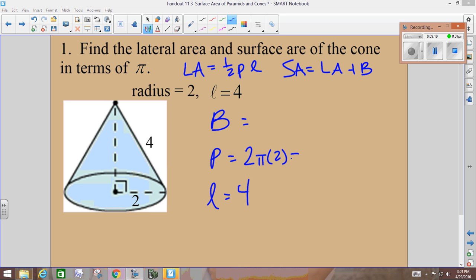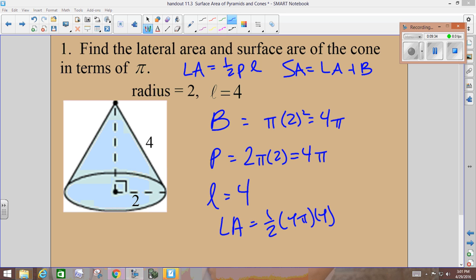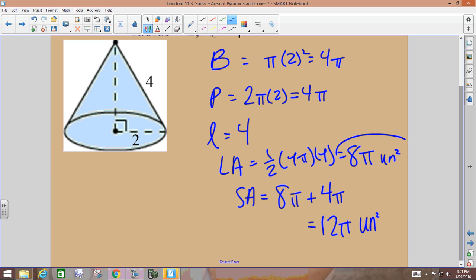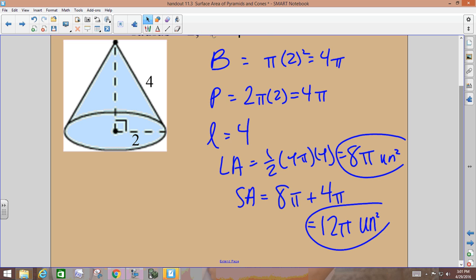So did you get 4 pi? How do I find big B? Good. Did you get 4 pi? Awesome. So then our lateral area, 1/2 4 pi times 4. You should have 8 pi. And then your surface area is the lateral area, 8 pi, plus how many bases? 1 base. And then this would give you 12 pi for a surface area. You're good on number 1? Okay, number 2.